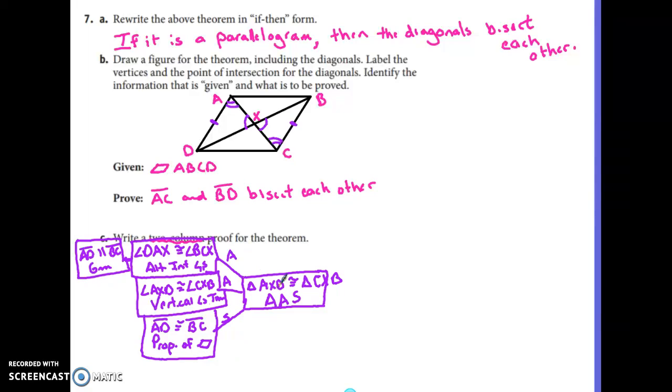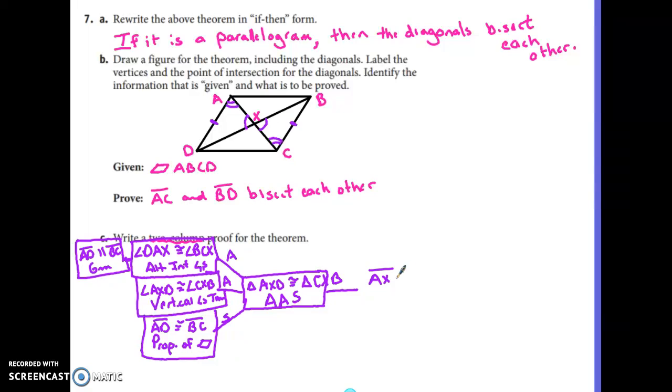Okay, now that I've proven my triangles are congruent, do I now know that AX and XC are congruent? Absolutely, that's CPCTC, right? Same with BX and XD, right? And if these halves are congruent, does that mean that X is a midpoint, that this is being bisected? You bet it does. Okay, so let's go ahead and have our next step be these segments by CPCTC.